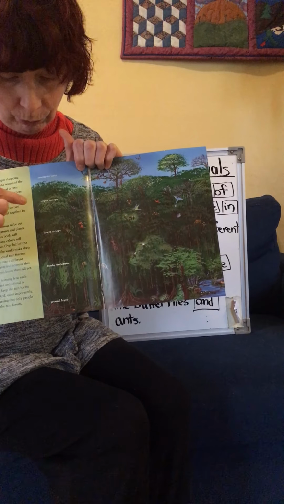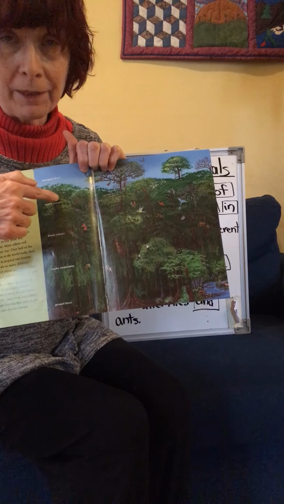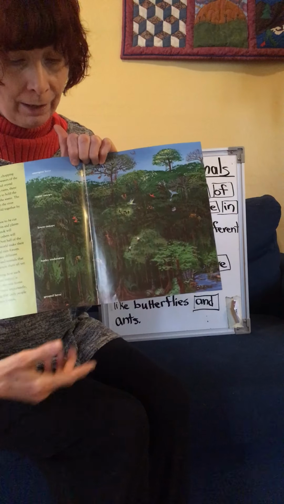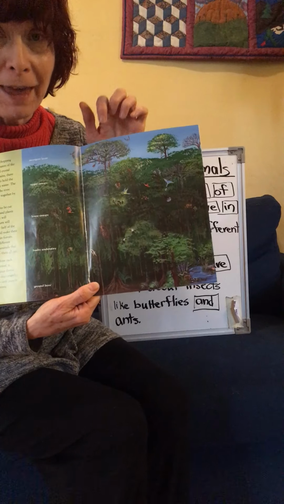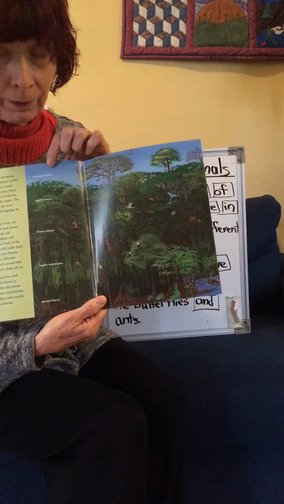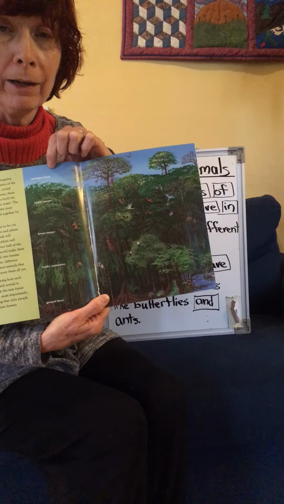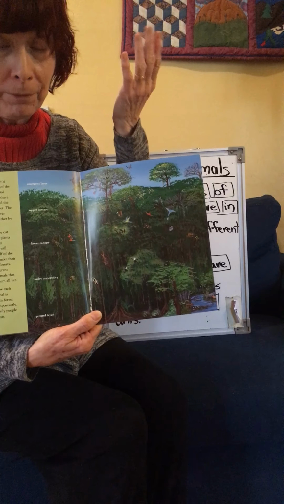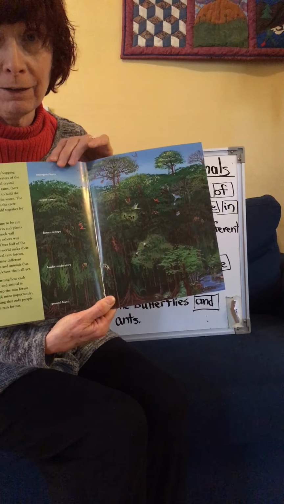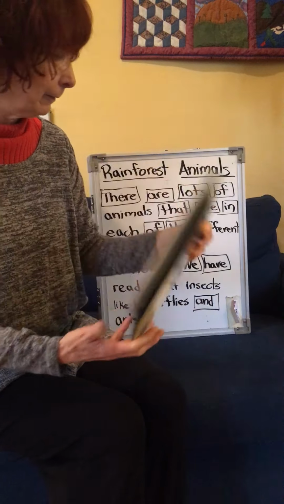Those are the medium-sized trees, and the tall trees are in the upper canopy. But there are still trees above that. Very, very tall trees are in the emergent layer. Emergent means to come out of something, and these trees are coming out of the upper canopy.